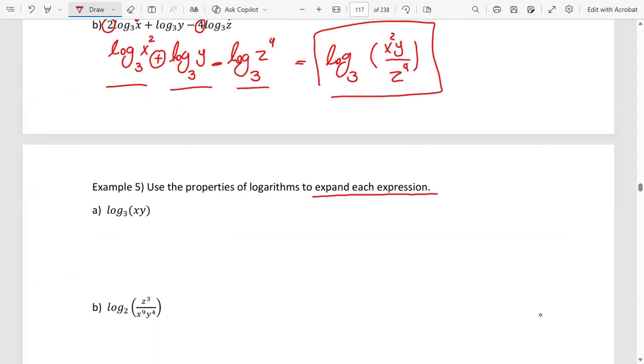Okay, to expand the first one, what is between x and y? It's multiplication. That means I have to use the product rule. For the product rule, I can have a log base 3 for x. I can have a log base 3 for y. And then, because of the product rule, when you see two terms multiplying, you have to add the logs. And that's it.